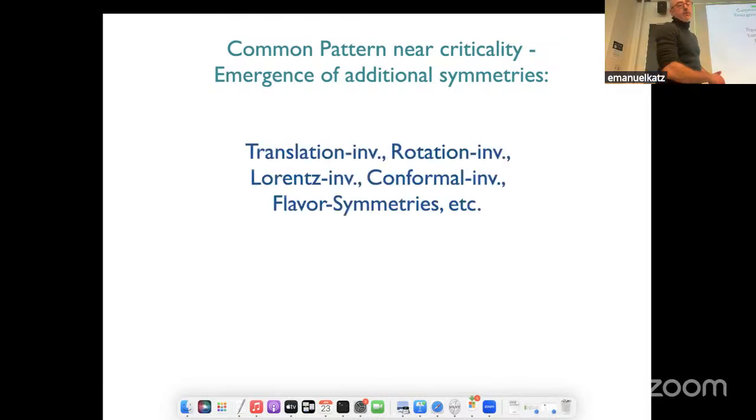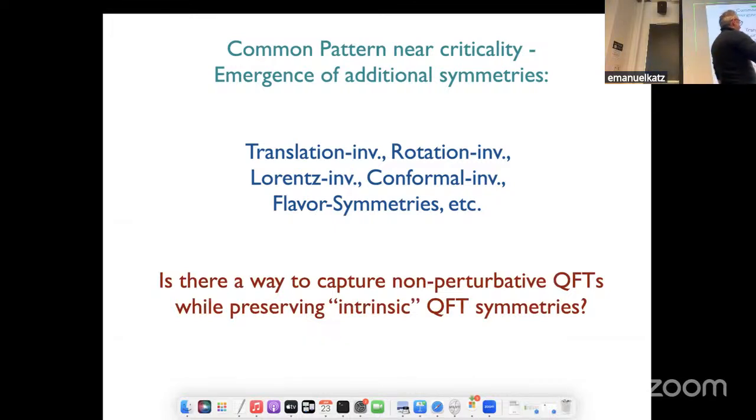And so in practice, what am I really interested in? As I was already hinting at, very often we see an emergence of symmetry, right? The microscopic degrees of freedom don't enjoy the same symmetry as the quantum field theory. The quantum field theory typically has additional symmetries. They can be translation invariance, rotational invariance, Lorentz invariance, conformal invariance, various flavor symmetries that are not manifest microscopically but emerge in the quantum field theory degrees of freedom. And so in practice, what I'm trying to ask is: is there a way to capture non-perturbative quantum field theories while preserving these intrinsic QFT symmetries? Manifestly. Yeah.